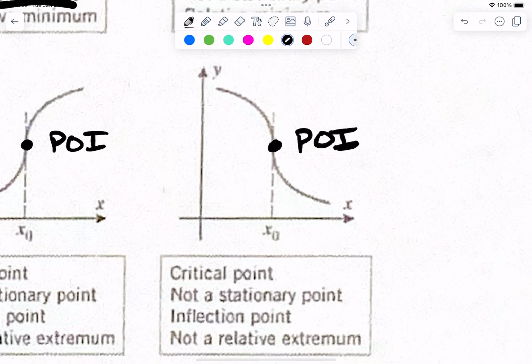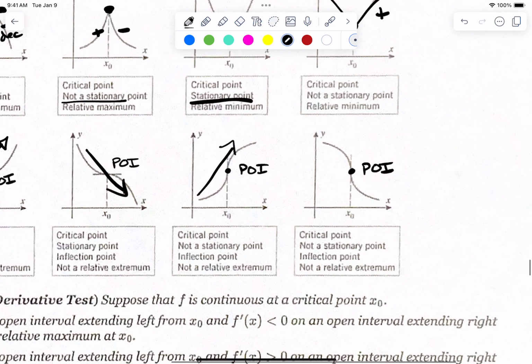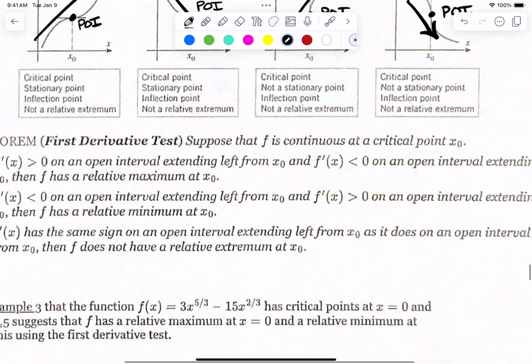It is not changing from increasing to decreasing on that bottom row for any of those, right? This one is increasing the whole time. This one is decreasing the whole time. This one's increasing the whole time. This one's decreasing the whole time. So those are not going to be maxes and mins, just points of inflection. Okay?